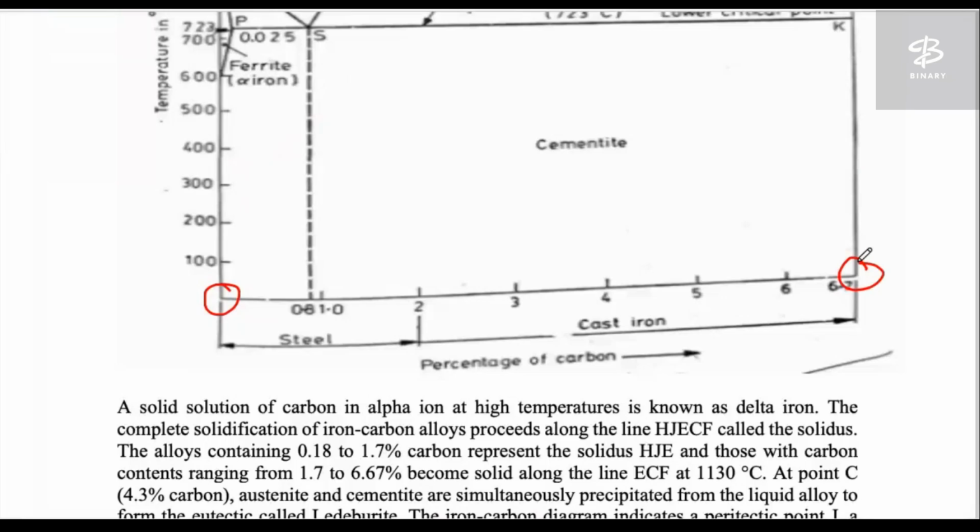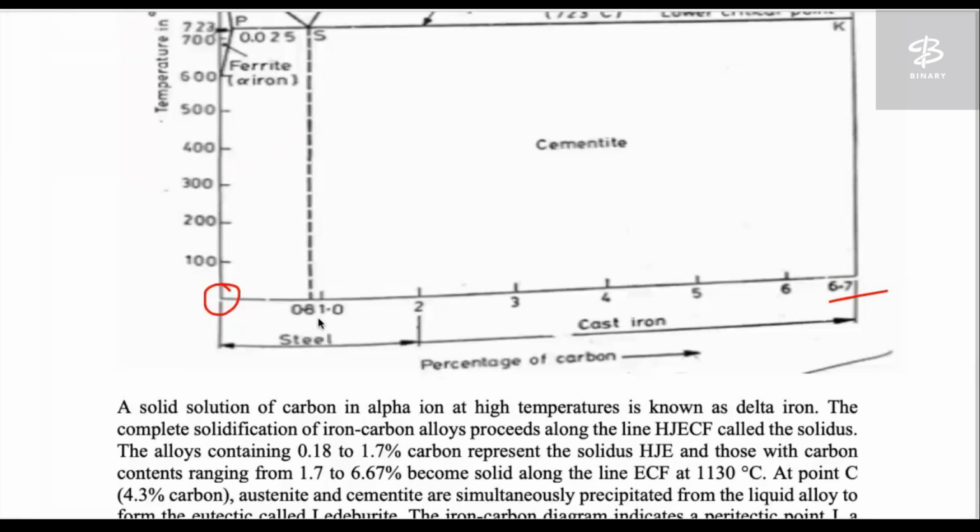iron and carbon do not have 100% solubility. The maximum they can reach is 6.7%. Only 6.7% of carbon could be mixed with iron. This is the maximum solubility of carbon in iron, so this is basically the saturation point. Saturation point means they have reached their maximum; if you try to mix further, they will not mix together.